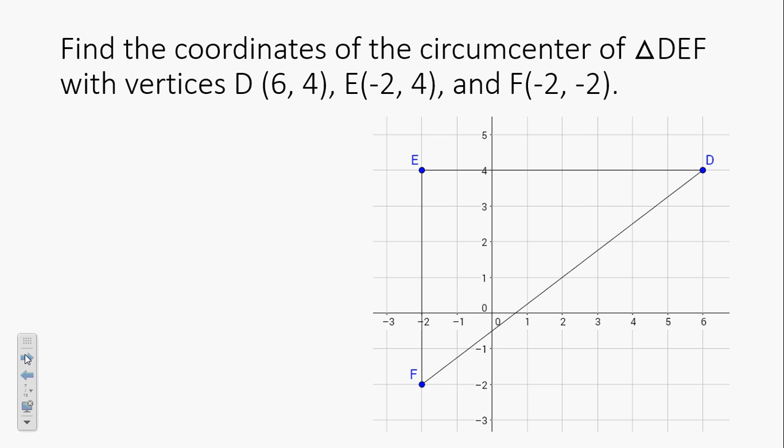Well, we don't even need to use a yardstick, because what's the midpoint between E and D? Yeah, 2, 4. Very good. And we can count it in, or we can use our midpoint formula. 6 and negative 2 is 4, divided by 2 is 2. 4 and 4 is 8, divided by 2 is 4. There's our midpoint.